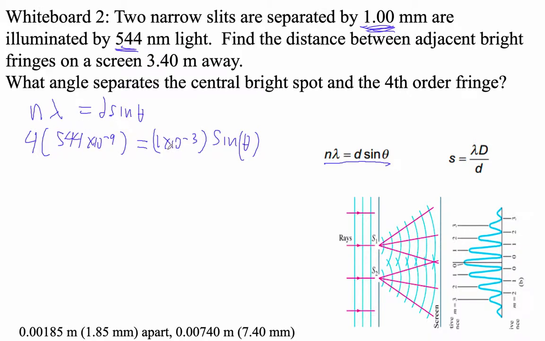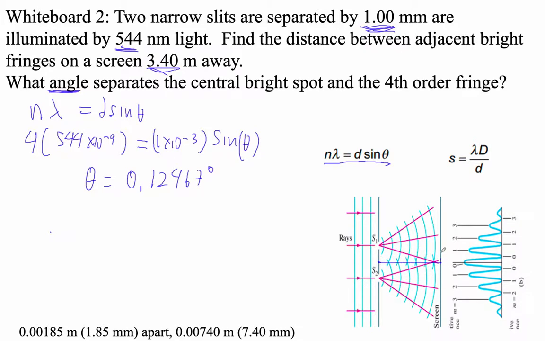So 4 times 544 e minus 9, divided by 1 e minus 3. I'm getting that the angle is a whopping 0.12467 degrees, right? Okay. And then I'm looking at the answer at the bottom. So this is the angle, right? It's going to be a very small angle. Let's figure out that distance just for kicks. I guess I got the wrong answer down there, but just for fun, let's figure out this distance.